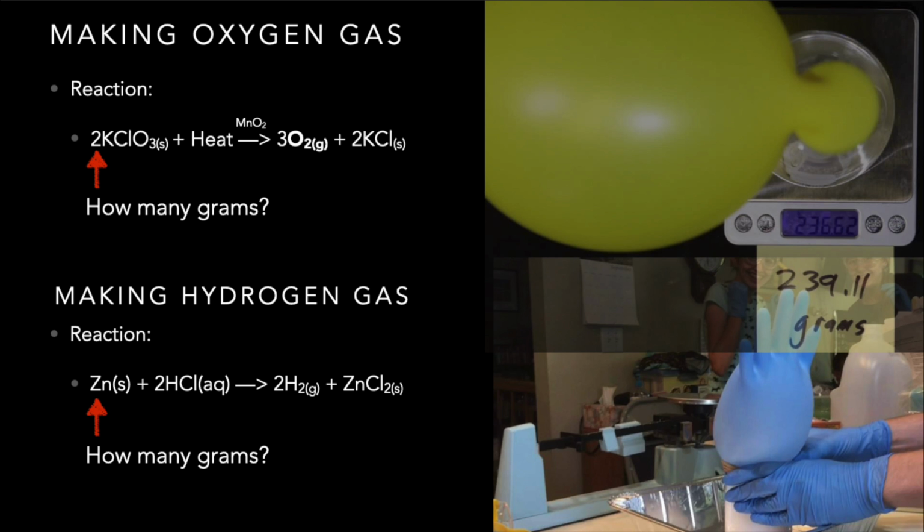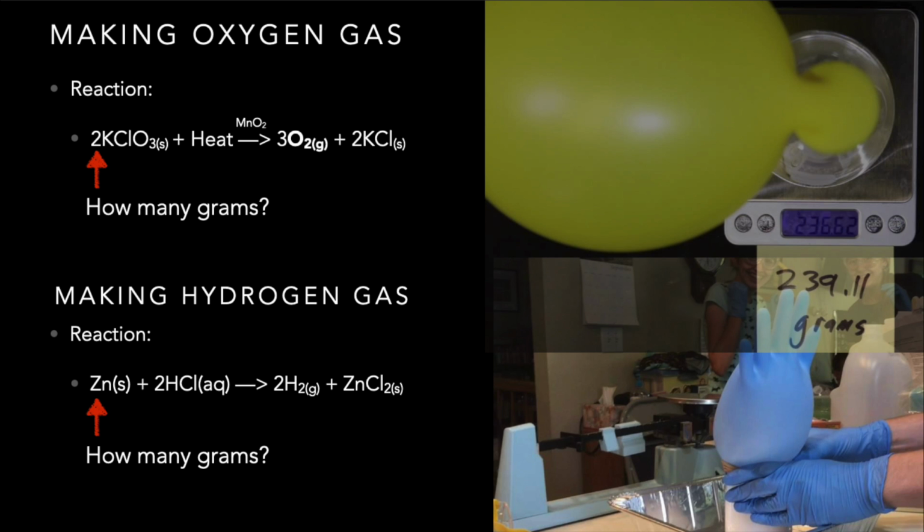In order to make oxygen gas, we have to do a reaction using a chemical called potassium chlorate. When we heat it, it makes oxygen gas and a salt called potassium chloride. In making hydrogen gas, we do a reaction with zinc and hydrochloric acid, which makes the hydrogen gas and a chemical called zinc chloride.